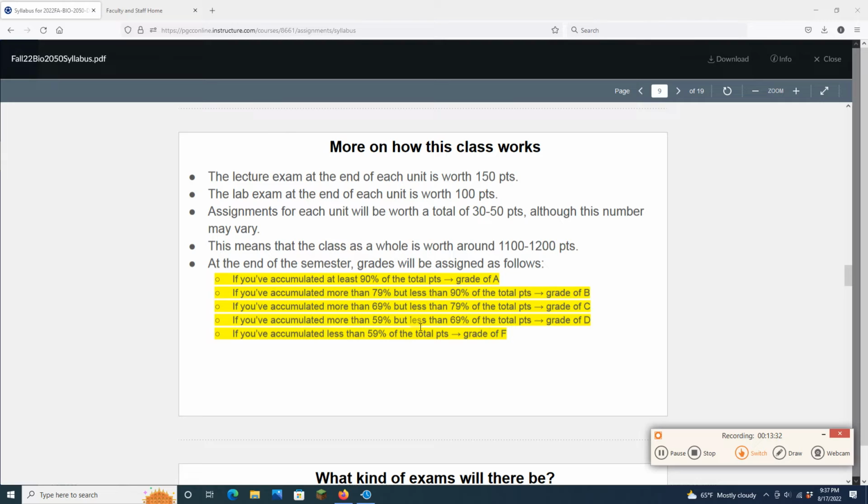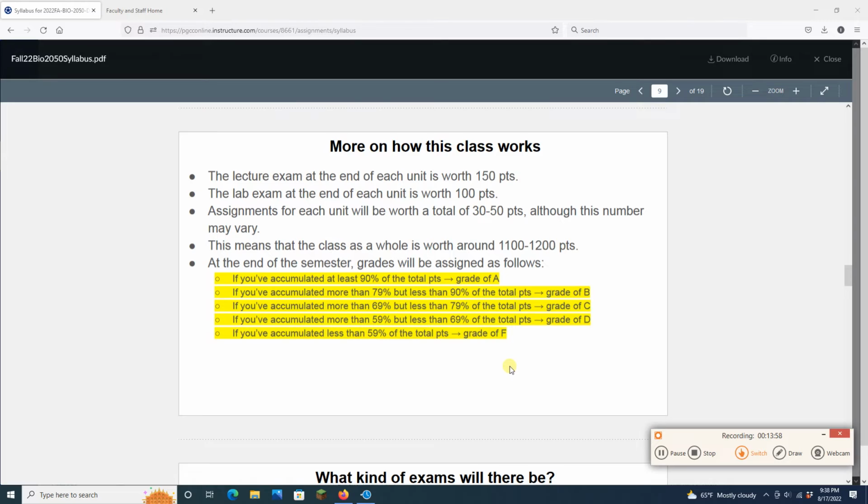Now, if you get 90% of the total possible points or more, you get an A. You get somewhere between 79 and 90, you get a B. Somewhere between 69 and 79, you get a C. Somewhere between 59 and 69, you get a D. Somewhere less than 59, you end up with an F.